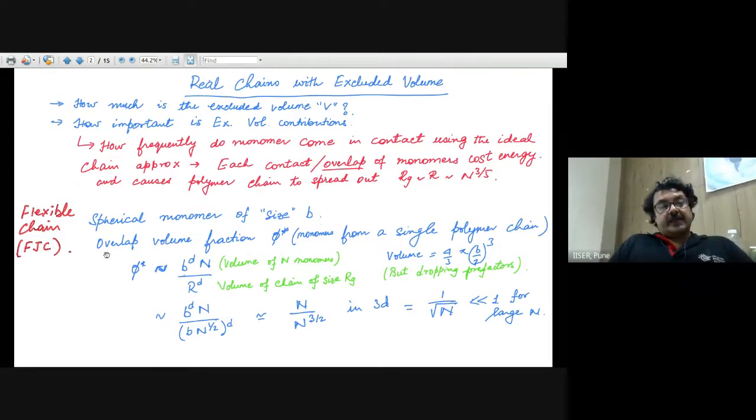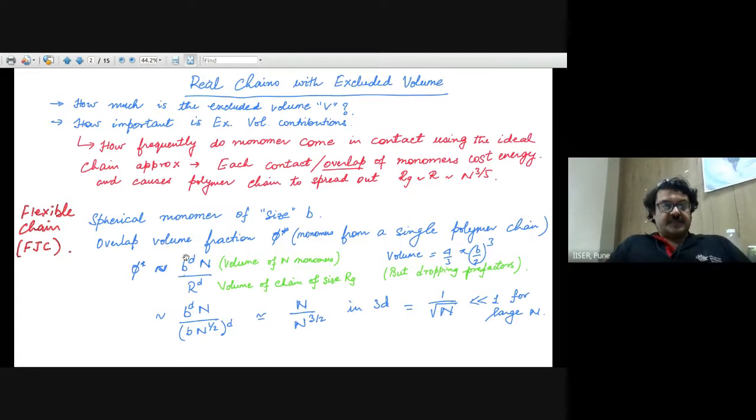Then one can calculate the overlap volume fraction phi star. Here we are considering only monomers from a single polymer chain, so we are looking at a dilute system. We have a polymer coil distributed in space, with an average size R, and you're looking at monomers of the single polymer chain and how often they come in contact with each other. All right.